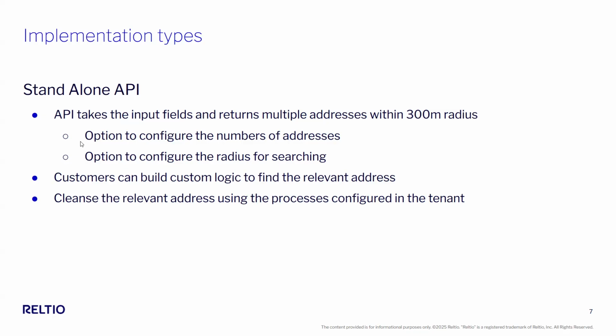Okay, so this standalone API is not integrated with our post entity API. It will only give you all the possible matches, and then you have to pick the most relevant match and post it in the entity API. Customers can build custom logic to find the relevant addresses, and then this relevant address can be posted into Reltio so that it runs through the entire cleansing process, whatever you have configured in your tenant.